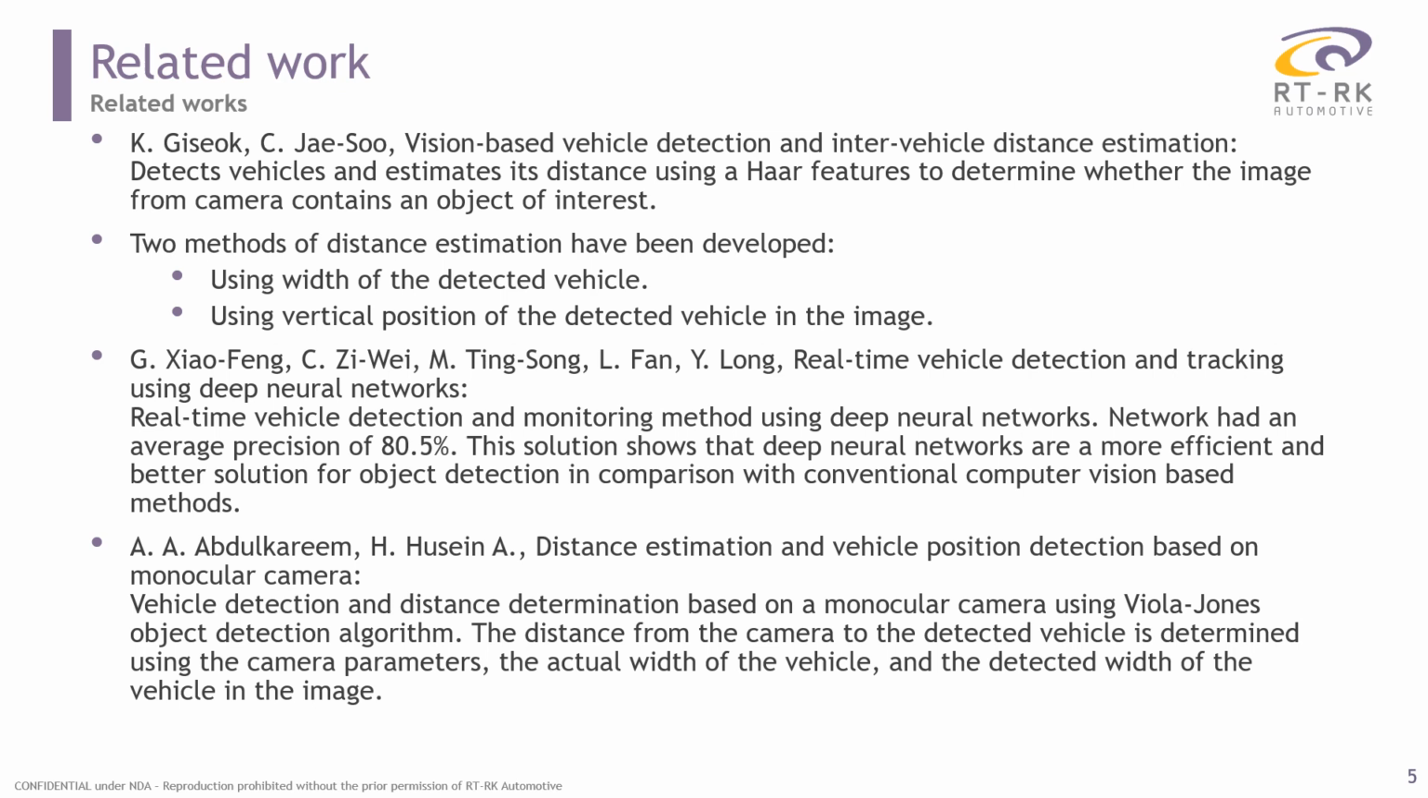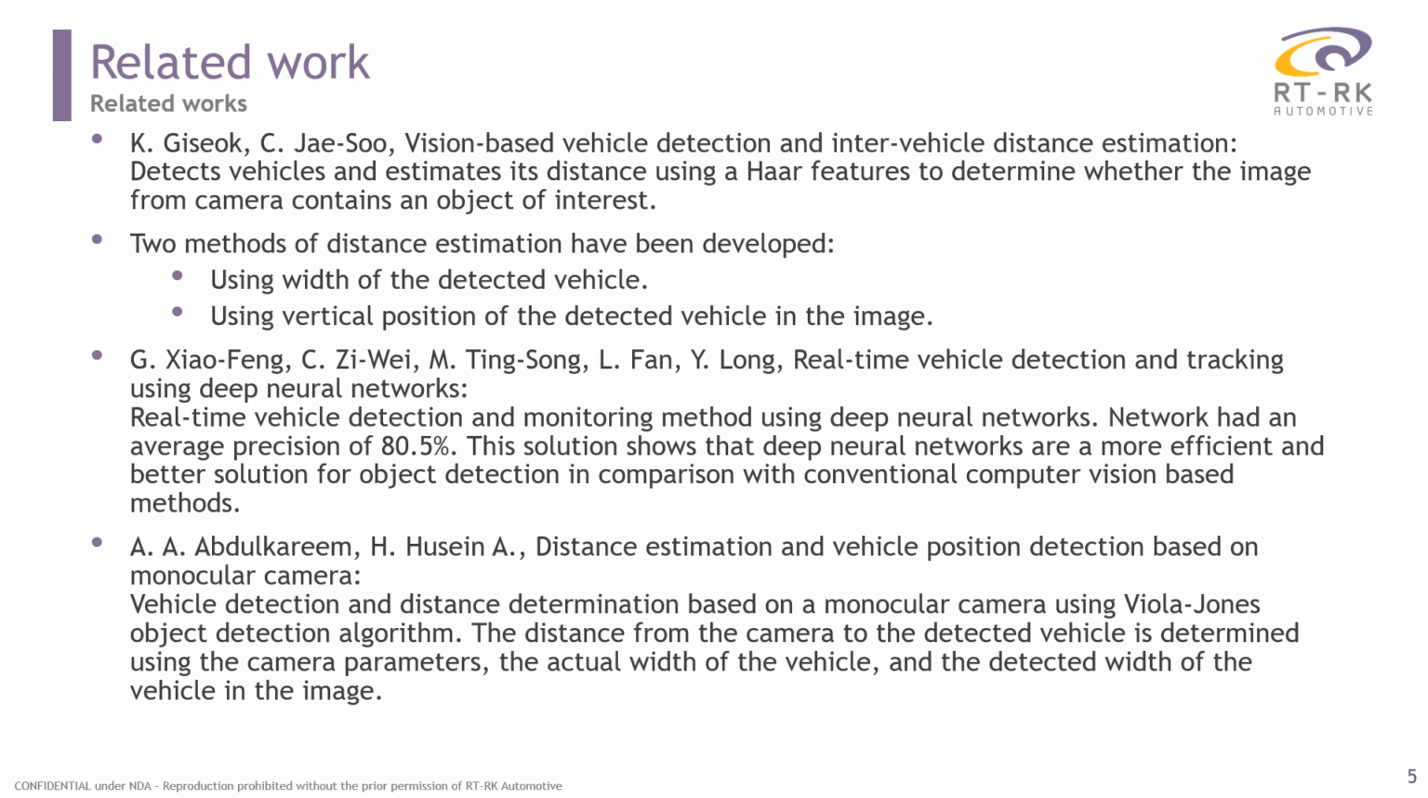In the second paper, a real-time vehicle detection and monitoring method using a deep neural network is presented. The network was tested and it is shown that the network had an average precision of 80.5%. This solution shows that deep neural networks are a more efficient and better solution for object detection in comparison with conventional computer vision-based methods. In the third paper, vehicle detection and distance determination based on a monocular camera is presented.